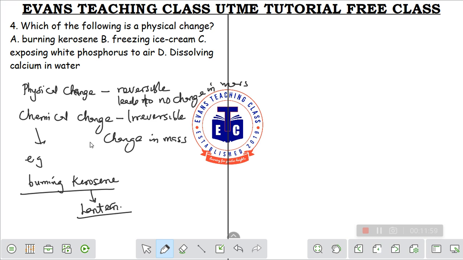But when you are talking of ice cream, it's actually liquid, but because they want to market it and make it really ice cream, they will make it solid. So that's actually a physical change. It can still become liquid. If you bring that ice cream close to fire, it will become liquid. It's a physical change because you can change that ice cream back to liquid. So you freeze it, and you know that freezing is actually a physical process.